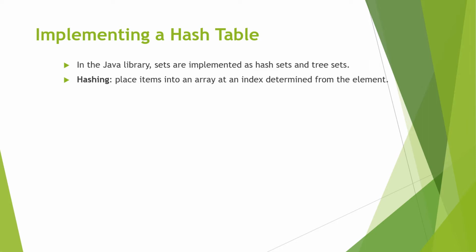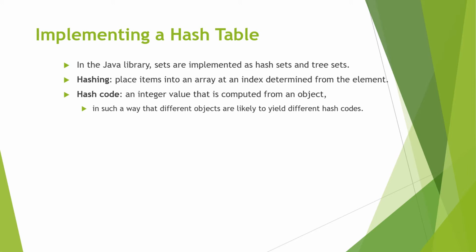Hashing is the action of placing items into an array at an index determined from the element. So the index in which every element is stored in an array is determined by the value of that element. A hash code is an integer value that is given to an object of a class or to an element, and it is computed using the value of that object. This integer value, which we call a hash code, is calculated in a way that different objects are likely to yield different hash codes. So if you calculate the hash code of two different objects, with a high likelihood they should result in different hash codes.